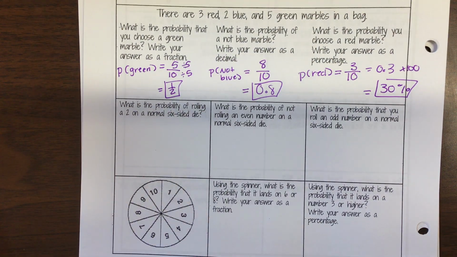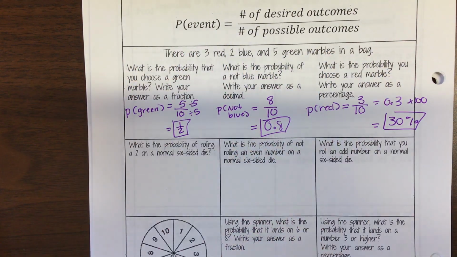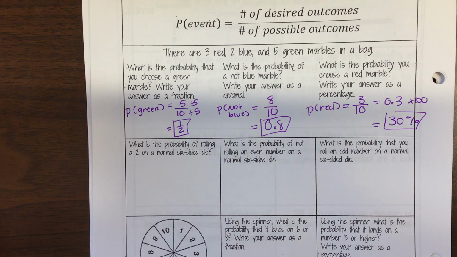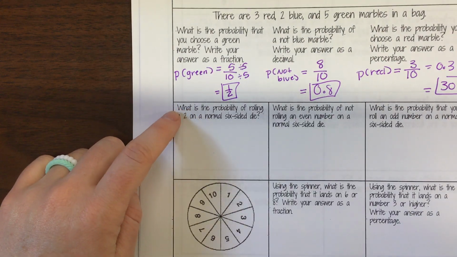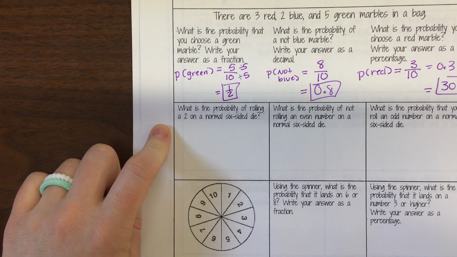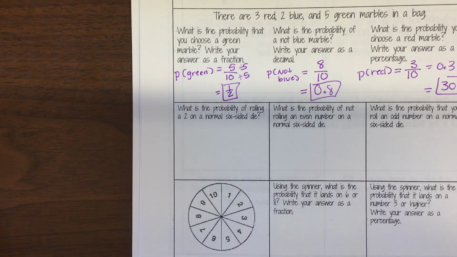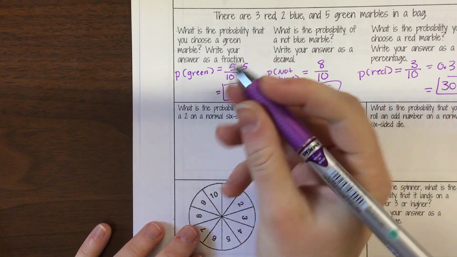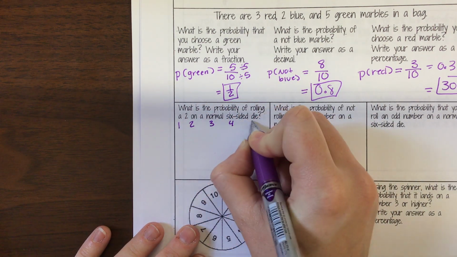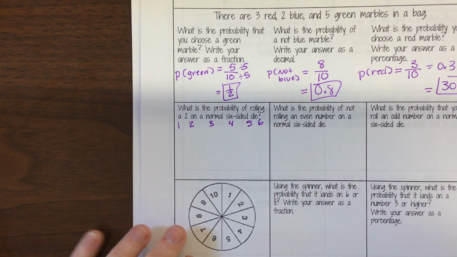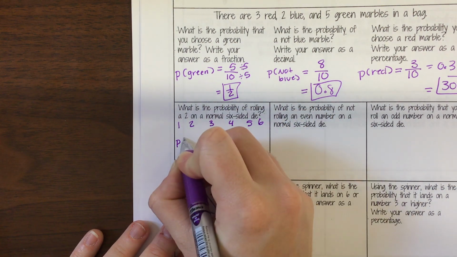All right, working through more of these. So there's not always instructions. Sometimes you just have to think about what are the choices, okay? So, what is the probability of rolling a 2 on a normal 6-sided die? I'm going to list out the options for when you roll a die. There's 1, 2, 3, 4, 5, 6. So we're looking for the probability of a 2.